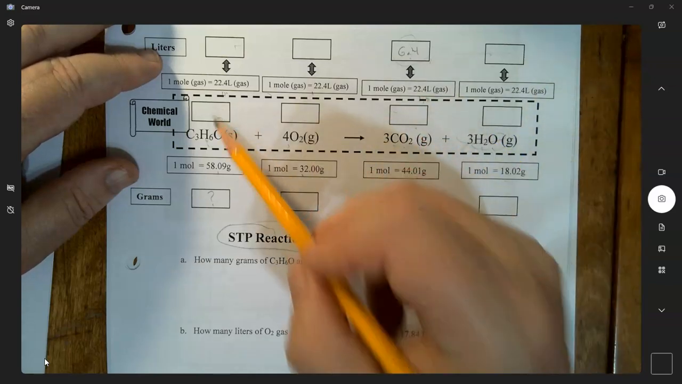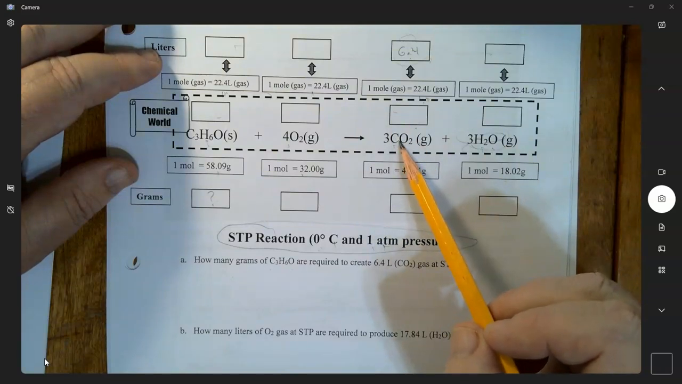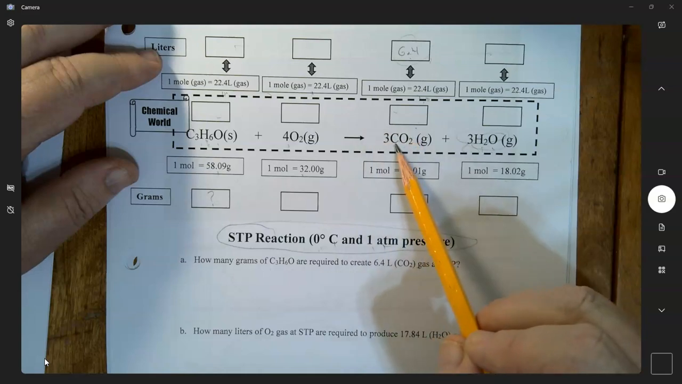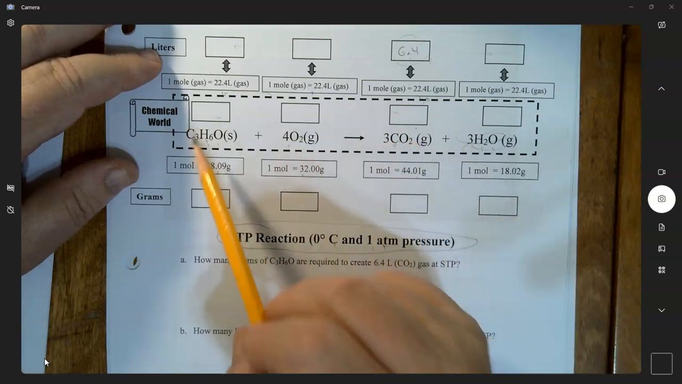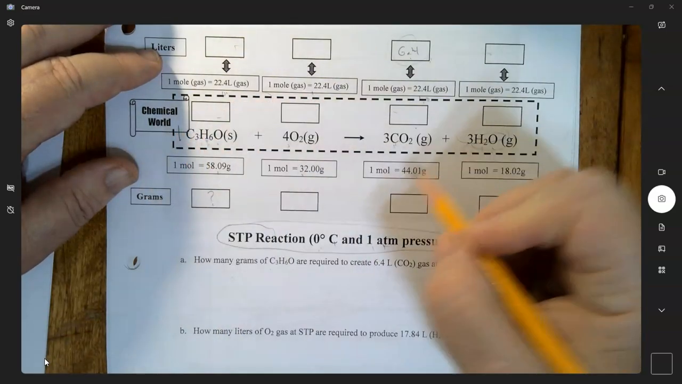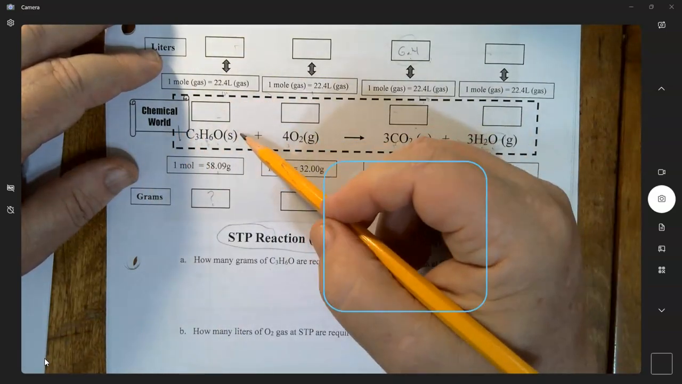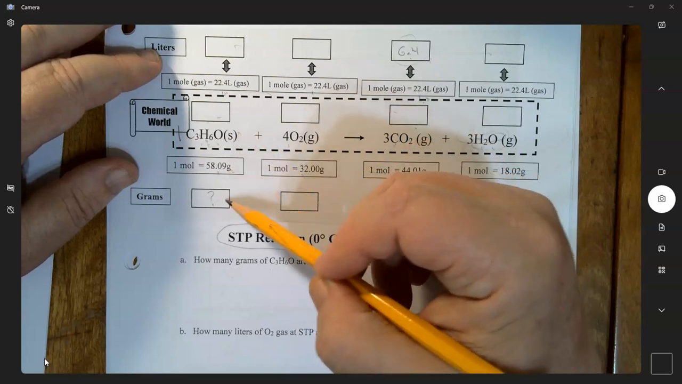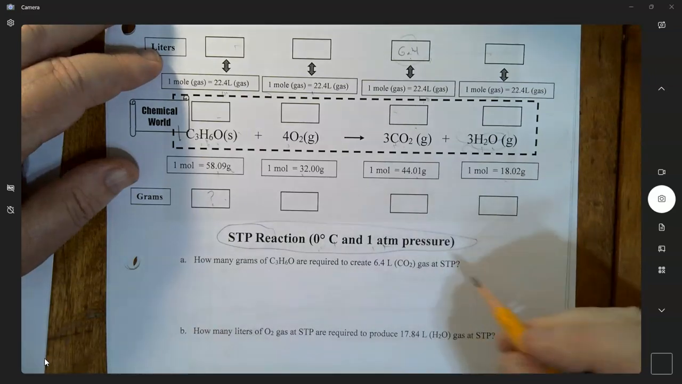Then you're going to move across, and what you have is 1 mole of C3H6O equals 3 moles of CO2. So that's the equivalency. You get it straight out of the equation. Okay? And then once you have moles of C3H6O, use the molar mass, 58.09 grams per mole, to get that final answer. So again, we start over here.